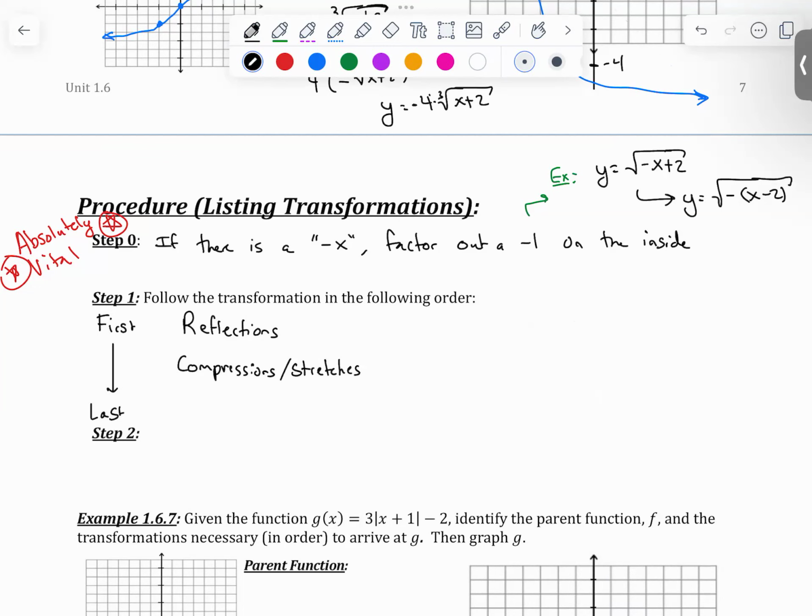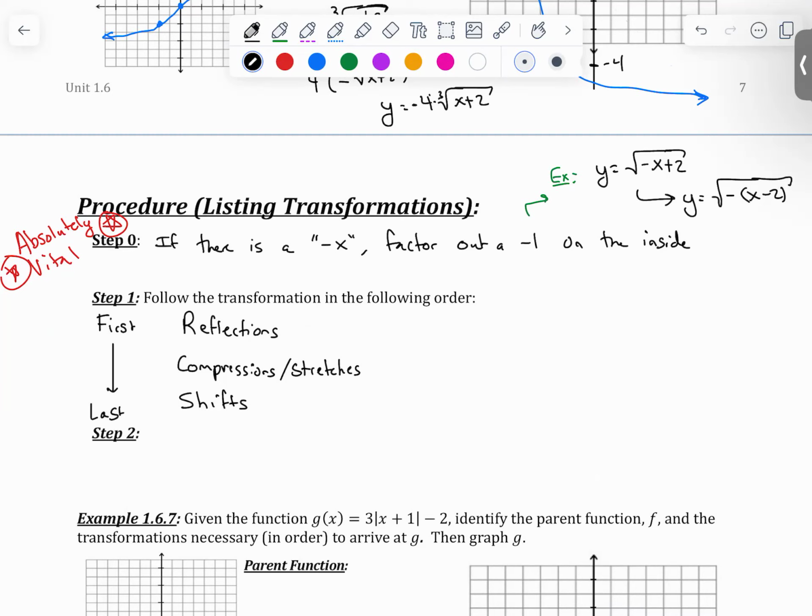And it doesn't matter if you do a vertical or a horizontal. We don't do any horizontal ones, but still, it wouldn't matter if you did the vertical compression or the horizontal compression first. And last, you do shifts. Once again, in this method, it doesn't matter if you do the vertical shift or the horizontal shift first. It really doesn't, because of how I set this up.